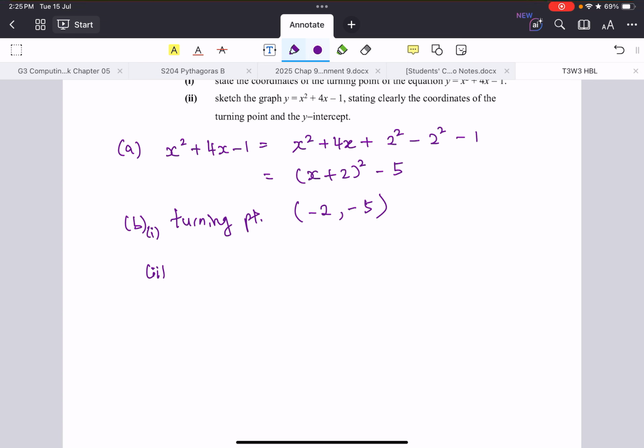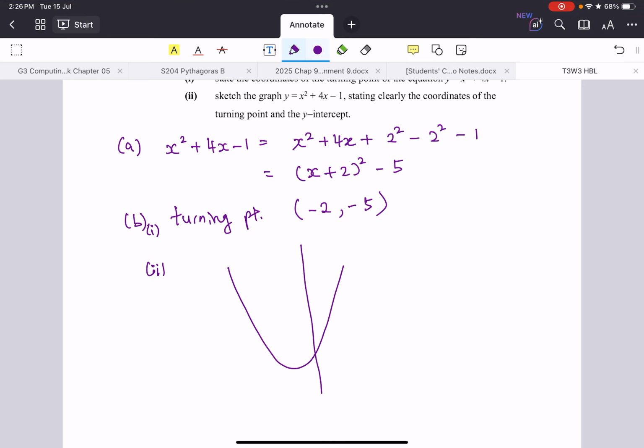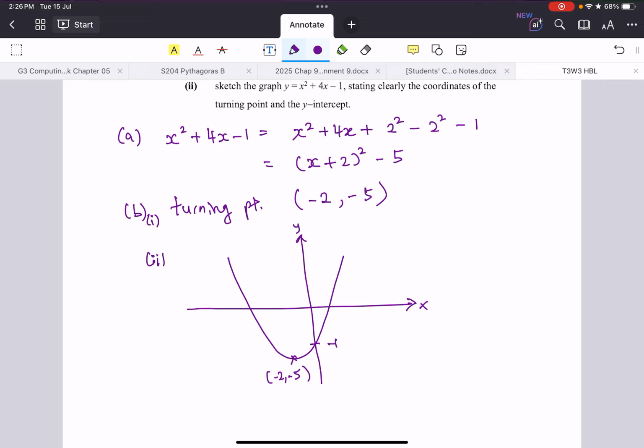Okay, but of course we need a few pieces of information first. We know that the turning point is at (-2, -5). We know that it's going to be a U-shaped curve. The y-intercept is going to be -1. That's great. So it's a U-shaped curve, right? There we go. It will look like this: x, y, -1. This point here will be (-2, -5). All good. Moving on to the next question.